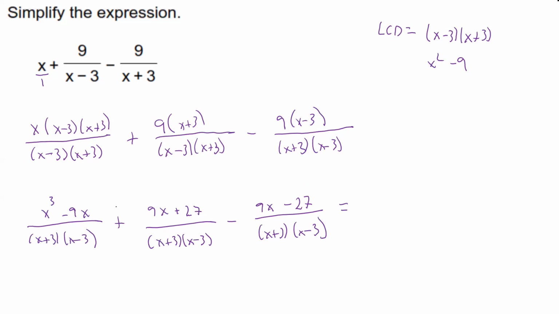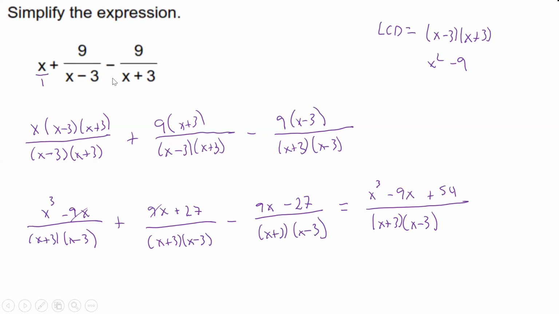Now let's see what we have. We have x cubed. We have minus 9x plus 9x, so those cancel, and then minus 9x. And then we have 27 minus a minus 27, so it's 27 plus 27, which is plus 54, all over x plus 3, x minus 3. It doesn't look like that could be easily factored, so I'm just going to leave it in those terms.